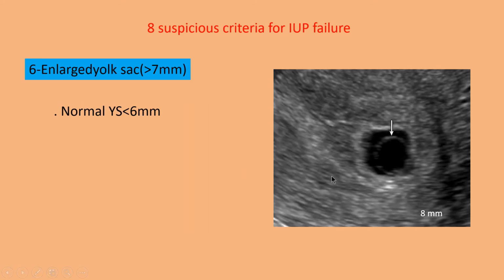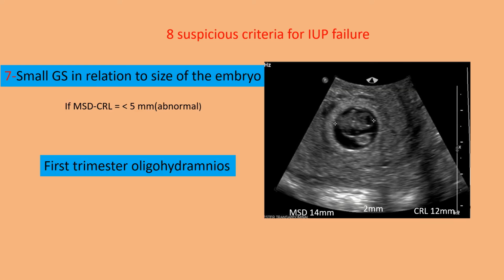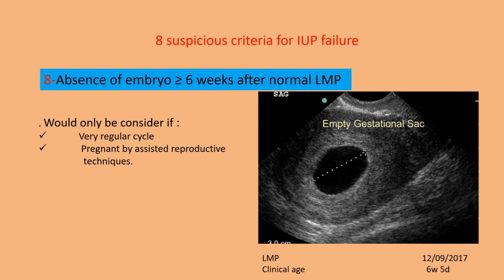Number 6. Enlarged yolk sac more than 7 mm, as a normal yolk sac is less than 6 mm. Number 7. Small gestational sac in relation to the size of the embryo. If the mean sac diameter minus crown rump length is equal to or less than 5 mm, this is abnormal. First trimester oligohydramnios here also. Number 8. Absence of embryo at about 6 weeks or greater after normal last menstrual period, and this would only be considered in a very regular cycle and pregnancy with associated reproductive technique.